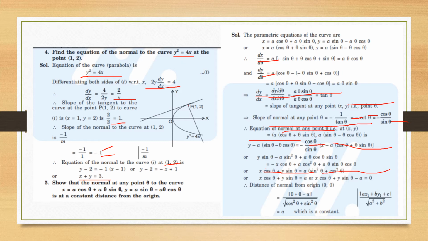Now the perpendicular distance from the origin, the formula is mod of ax1 plus by1 plus c upon under root a square plus b square. This you have done in your class 11. So apply it. x1 and y1 are 0 for the origin, and c is minus a from here. So c is minus a upon under root of cos square theta a square and sin square theta b square, which turns out to be a, as it is 1, which is constant.